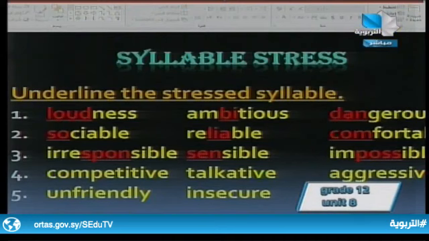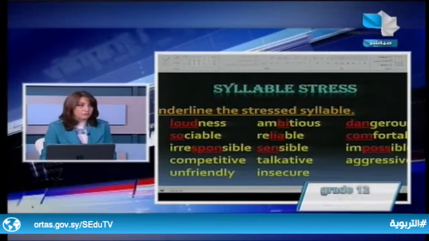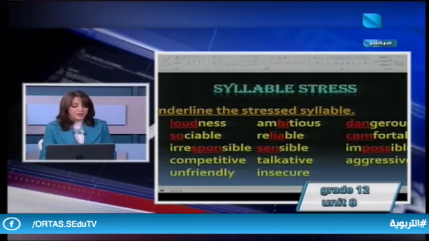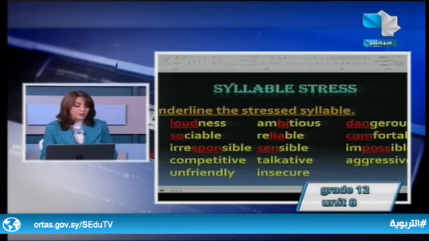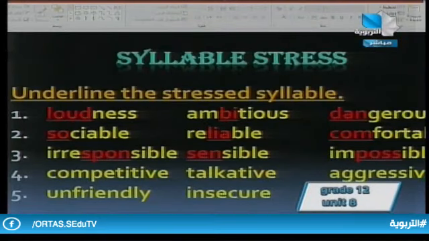Number 3, Miss Nagam. Okay, we have irresponsible. "Ir," of course, is a prefix, so it's not stressed. We have two extra parts: a prefix and a suffix. We have "ble" at the end, and we have "ir" in the beginning. So responsible.